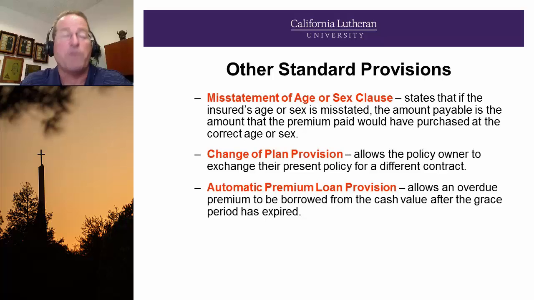Automatic premium loan provision, we've touched on this prior, allows overdue premium to be borrowed from the cash value after the grace period has expired.